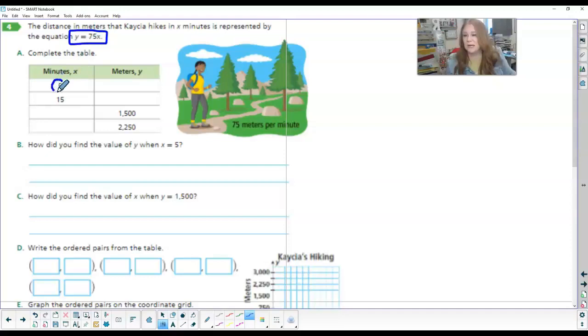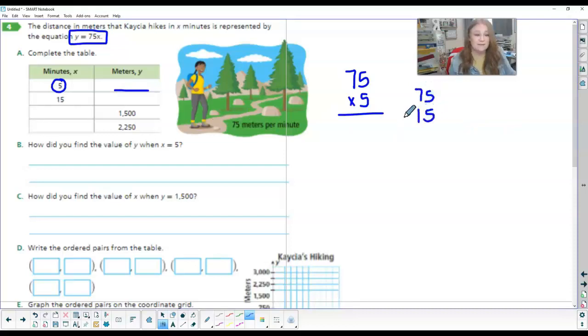So we know right here, X is 5. So we can do 75 times 5, and that will give us this first one here. We're just plugging this in. We know 5 is X. Now if she goes for 15 minutes, I can do 75 times 15 and find this one here. So now we're going backwards. If Y is 1,500, we know she's going to do 75X.